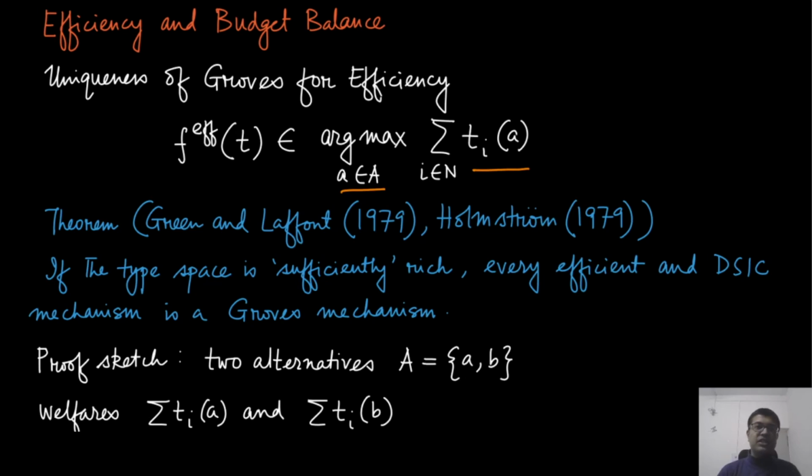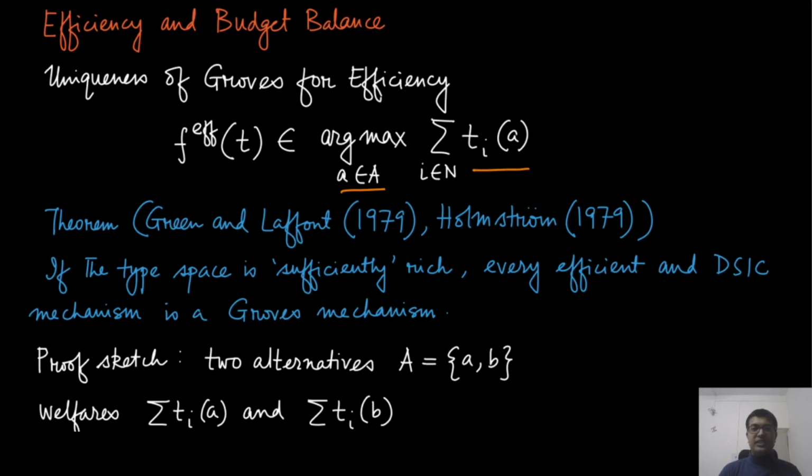So the first result that we are going to discuss is the interplay between efficiency and budget balance. We have already discussed each of these properties in detail, and we have also seen mechanisms which are efficient and which are also independently budget balanced. Now in this module we are going to discuss the interplay between them, and we'll see that there exists a tension between these two.